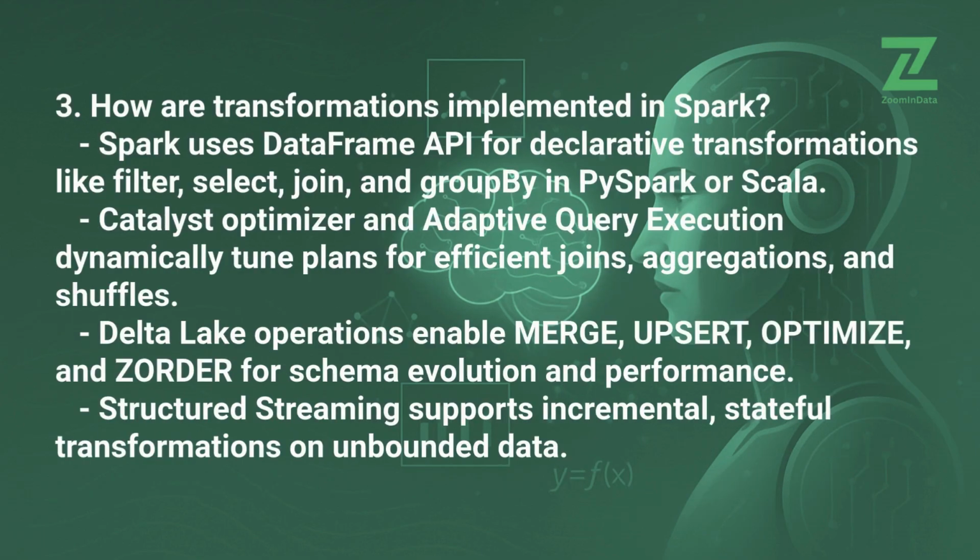3. How are transformations implemented in Spark? Spark uses the DataFrame API for declarative transformations like filter, select, join, and groupBy in PySpark or Scala. Catalyst Optimizer and Adaptive Query Execution dynamically tune plans for efficient joins, aggregations, and shuffles. Delta Lake operations enable merge, UPSERT, optimize, and ZORDER for schema evolution and performance. Structured streaming supports incremental, stateful transformations on unbounded data.